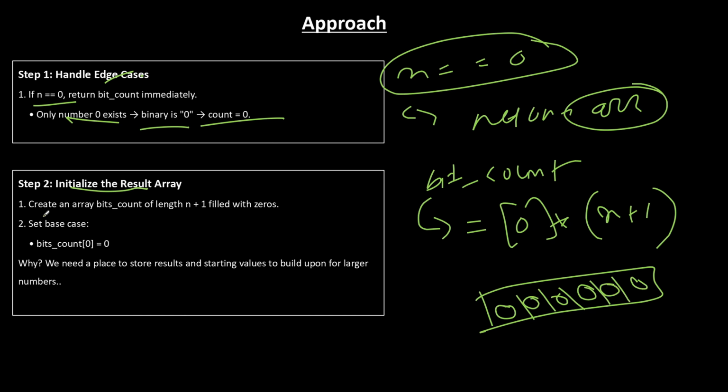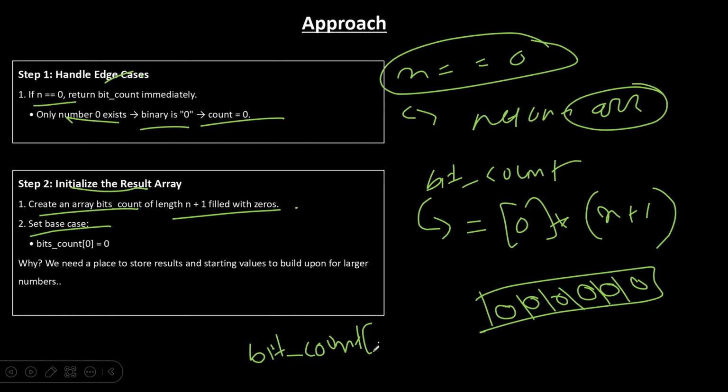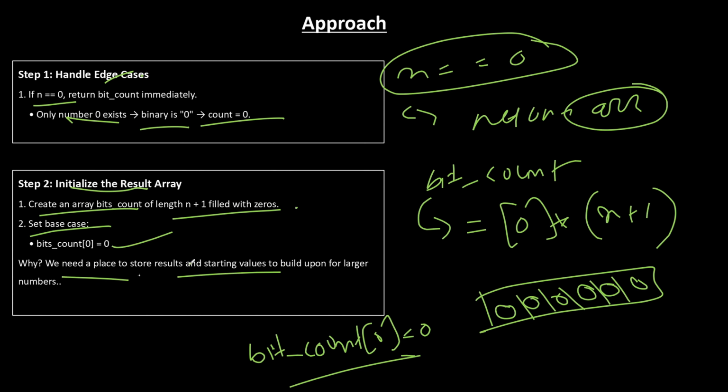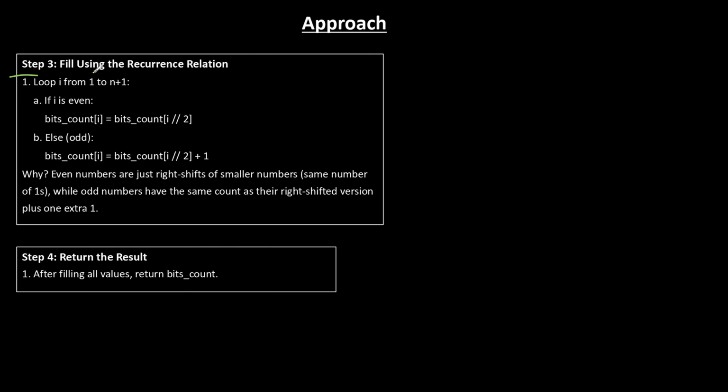Now next, we set the base case. Bit count for 0 is always 0, right? So we have to set it, and I have already set it here. We need a place to store results and starting values to build upon for the larger numbers. Okay. Now at step 3, we fill using the recurrence relation. We are calling it a recurrence relation, but it is not really one. It is just a mathematical understanding.